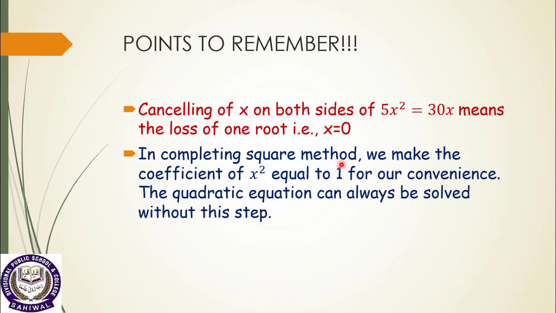And in completing square method, when we make the coefficient of x square equal to 1, it is just for our convenience. The quadratic equation can always be solved without this step.